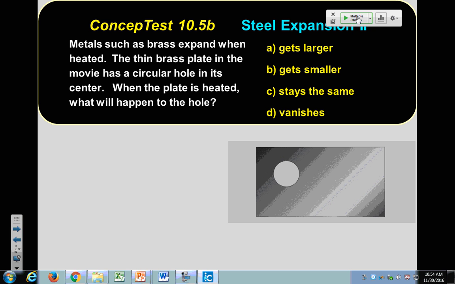Metals such as brass expand when heated. And so here I have this brass plate. When the plate is heated, what will happen to the hole? Will the hole get larger, get smaller? Will it stay the same, or does it vanish? Now you might not know a priori what the answer is to this, but just do the best that you think. What will happen to the hole? Will it get bigger, smaller, stay the same, or does it just go away completely?